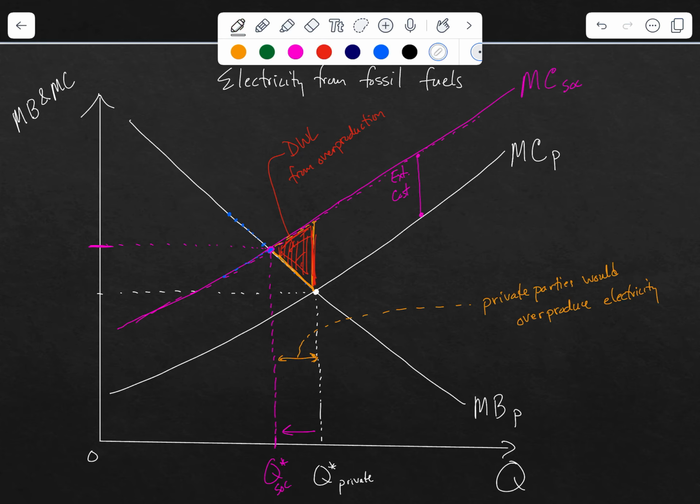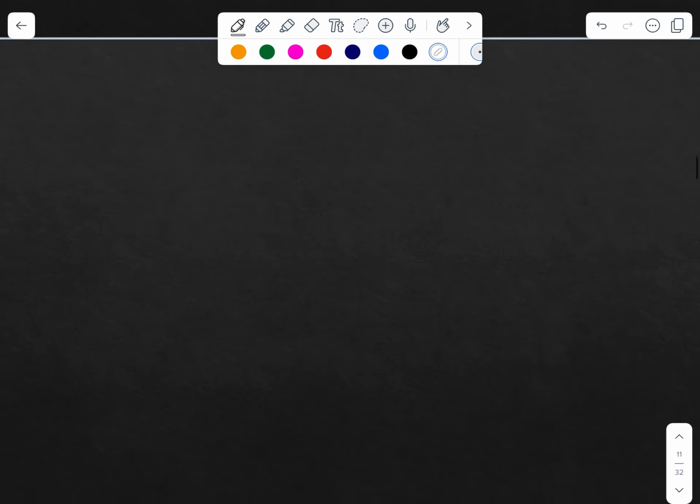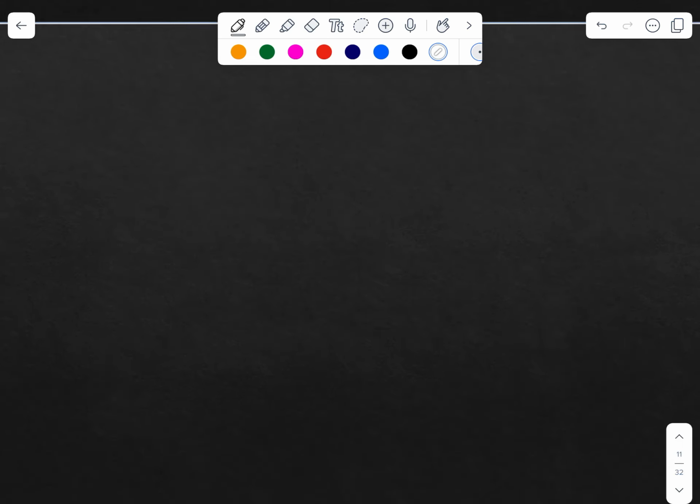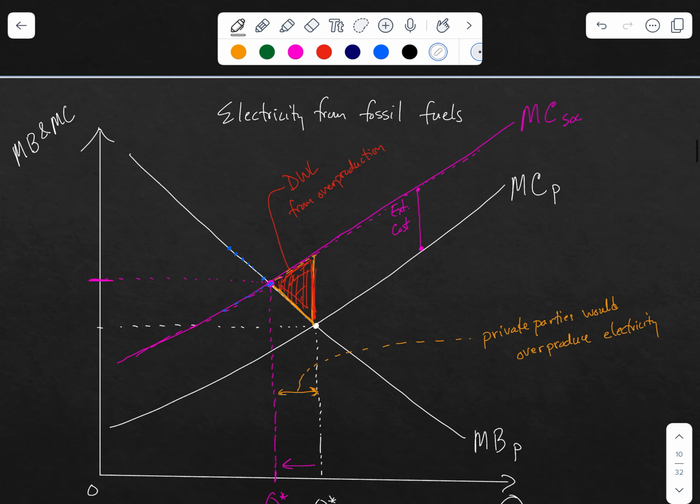Let's do one more graph for the positive externality, and then we'll take a quick break. So for a positive externality, actually, you know what, I should label these two, right? So this is the negative externality graph.